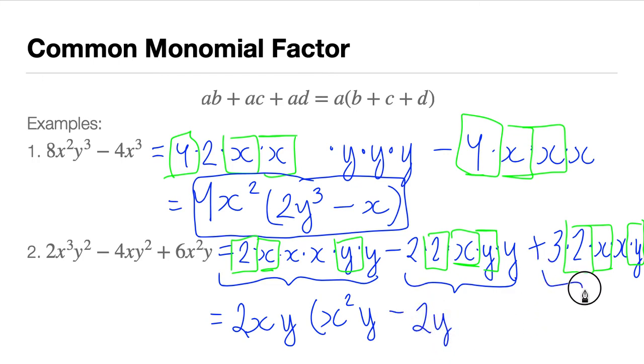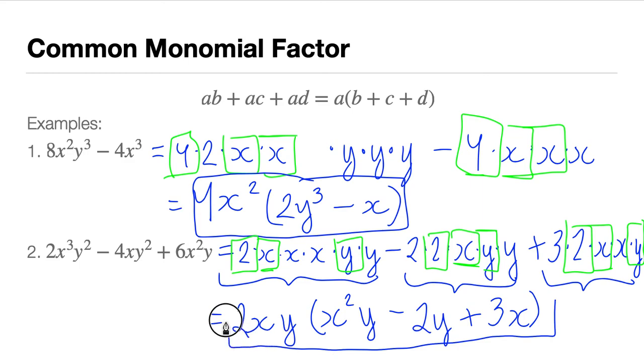And what is left here? We can see 3 and x, plus because it's plus here, 3x. And this is our answer for our number 2 example for its factor. Okay, so those are the solution for the common monomial factor in a very, very much simple manner.